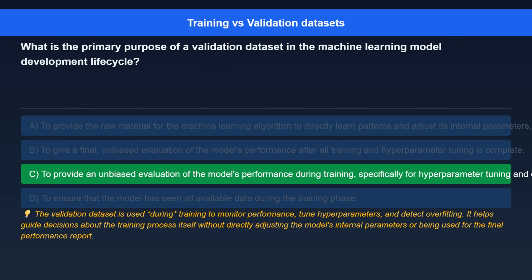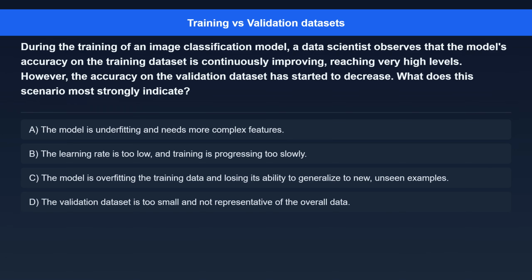The correct answer is to provide an unbiased evaluation of the model's performance during training, specifically for hyperparameter tuning and overfitting detection. Here's the explanation. The validation dataset is used during training to monitor performance, tune hyperparameters, and detect overfitting. It helps guide decisions about the training process itself without directly adjusting the model's internal parameters or being used for the final performance report.